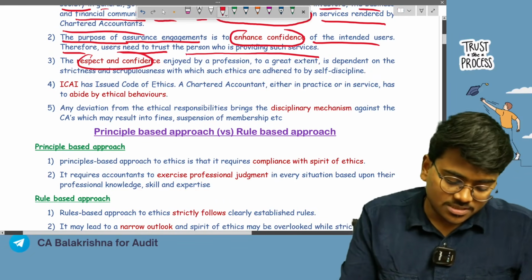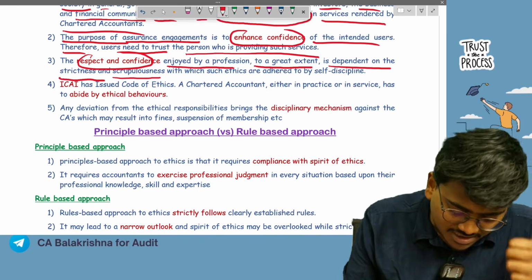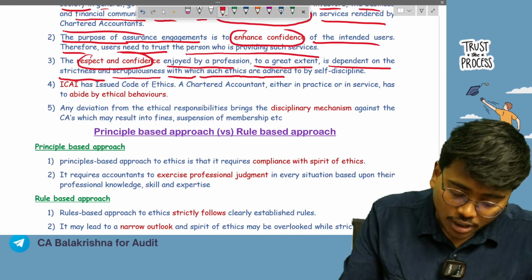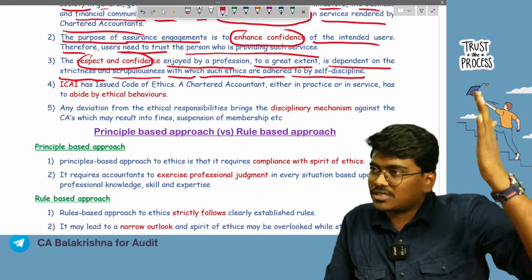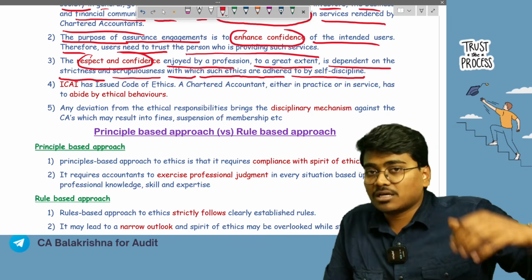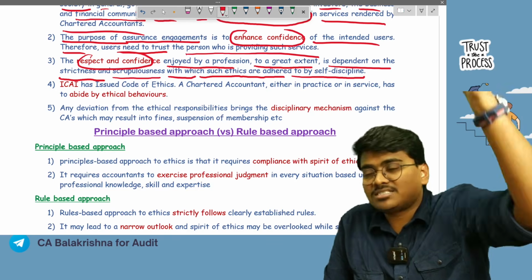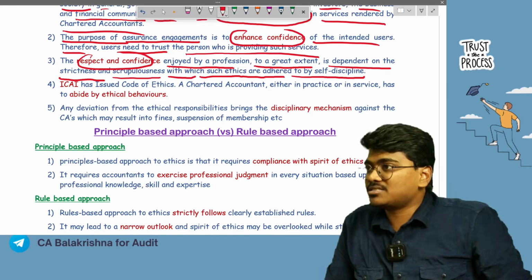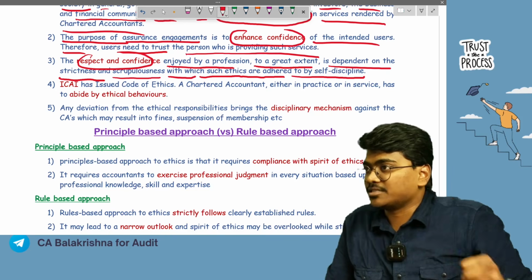Next, the respect and confidence enjoyed by a profession to a great extent is dependent on the strictness and scrupulousness, which is another term for being strict, with which such ethics are adhered to by self discipline. That is the reason why, if you read the code of ethics, it is very strict. At your CA final, you will read that you should not advertise or promote your CA practice. Clients should come to you based on your experience and knowledge. Like this, there are very strict rules with respect to the CA profession that you have to follow. If you go into practice, the rules are even stricter. The strictness is to uphold and maintain that trust in the society.